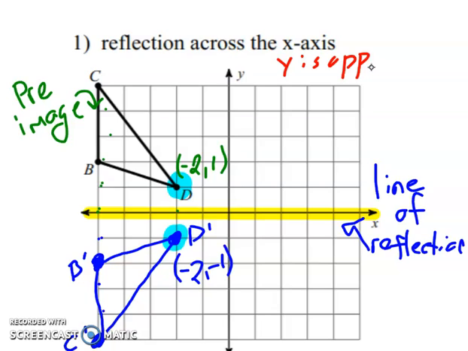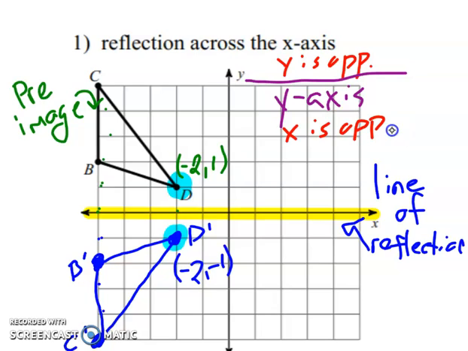So if you reflect over the y-axis, then the x value is opposite. And we are going to need this in our next example. Great job so far. Here we go.